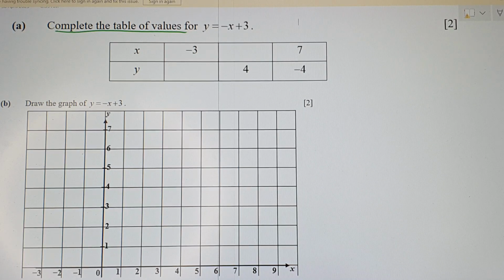Okay, let's look at question number 1. I'm going to show you how to do this question, okay? Now the question says complete the table of values for y equals minus x plus 3. Now, then they give you 2 marks. Now, what do they mean by that?